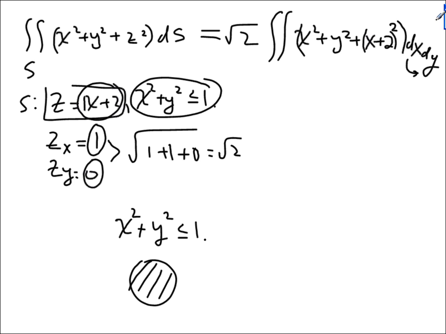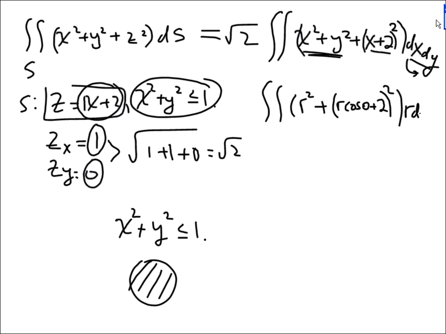I'll just convert this immediately. X squared plus y squared to polar, that is. X squared plus y squared is r squared, plus, excuse me, x plus 2. X is r cosine theta, so r cosine theta plus 2 squared times r dr d theta. dx dy becomes r dr d theta. And r goes from 0 to 1.